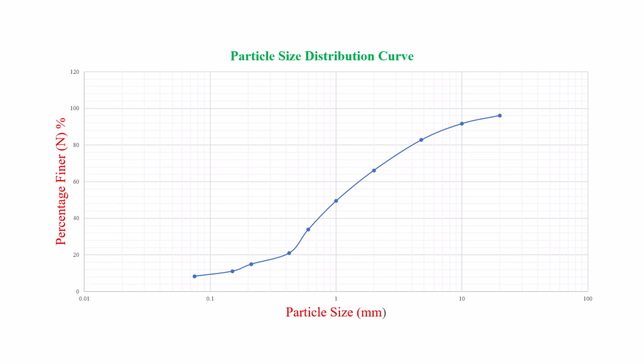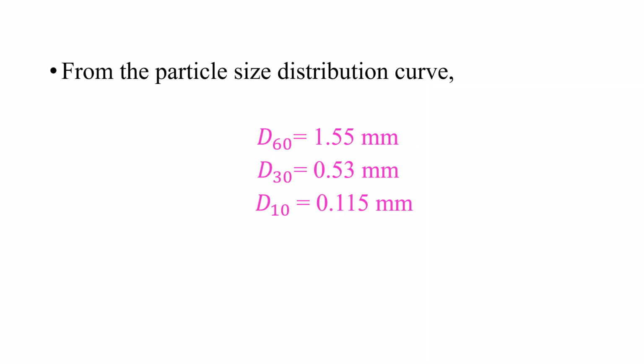From the particle size distribution curve, we can read D10, D30, D60 values, which represents the particle sizes at 10%, 30% and 60% finer respectively. From the particle size distribution curve, D60 equal to 1.55 mm, D30 equal to 0.53 mm and D10 equal to 0.115 mm.